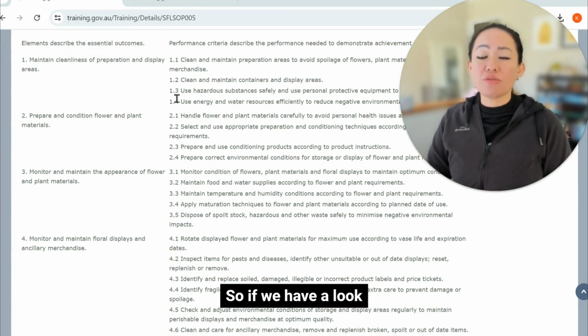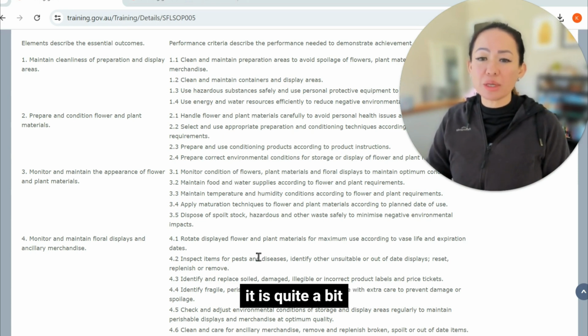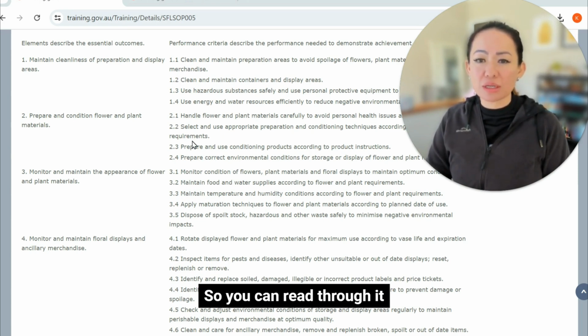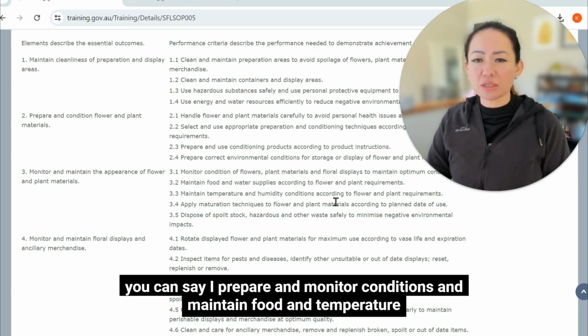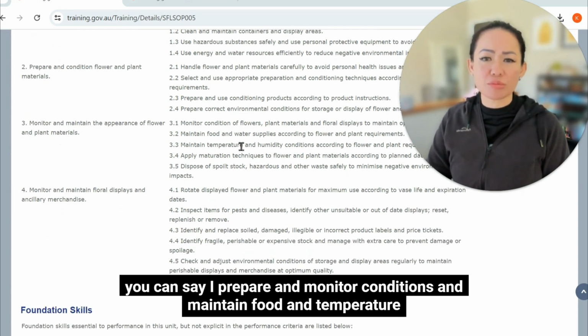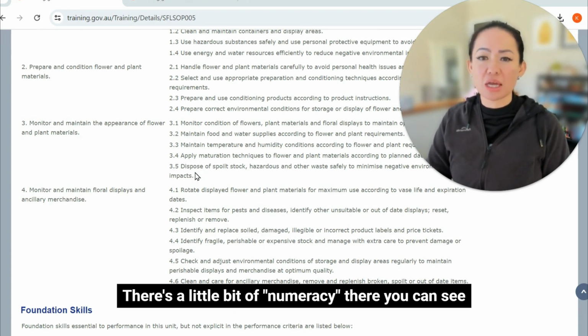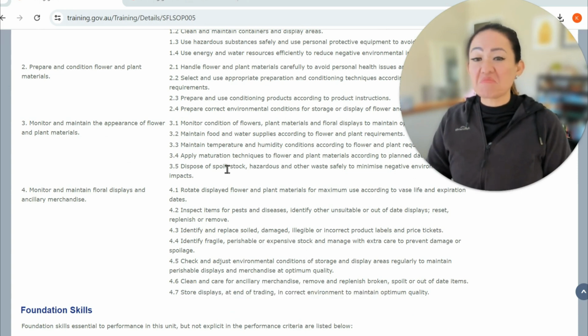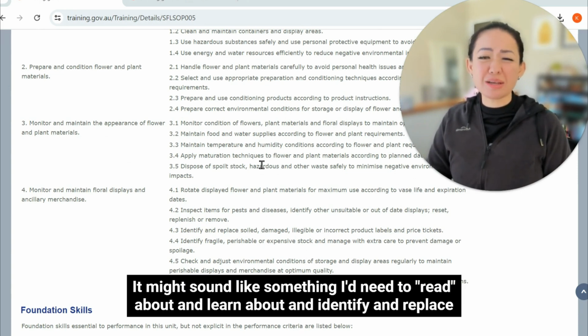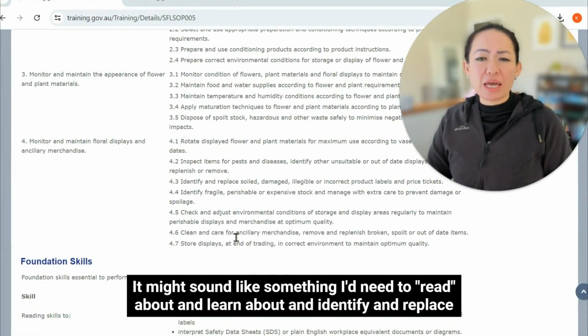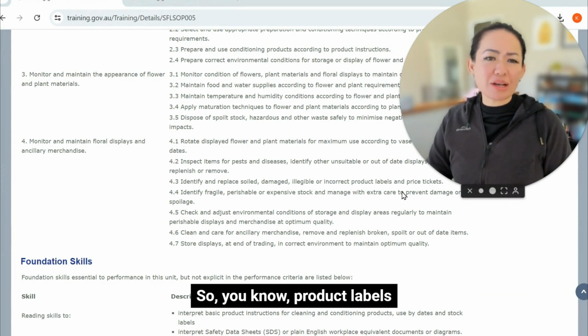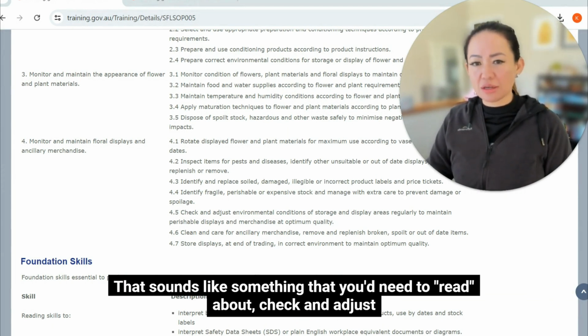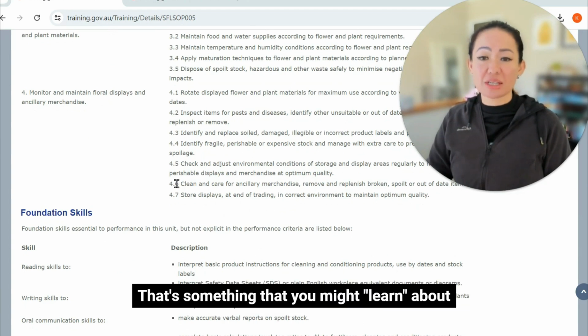So if we have a look, it's quite a bit. All right, so you can read through it. You can see prepare and monitor conditions and maintain food and temperature. There's a little bit of numeracy there. You can see apply maturation techniques. It might sound like something I'd need to read about and learn about, and identify and replace product labels, that sounds like something that you'd need to read about. Check and adjust, that's something that you might learn about.